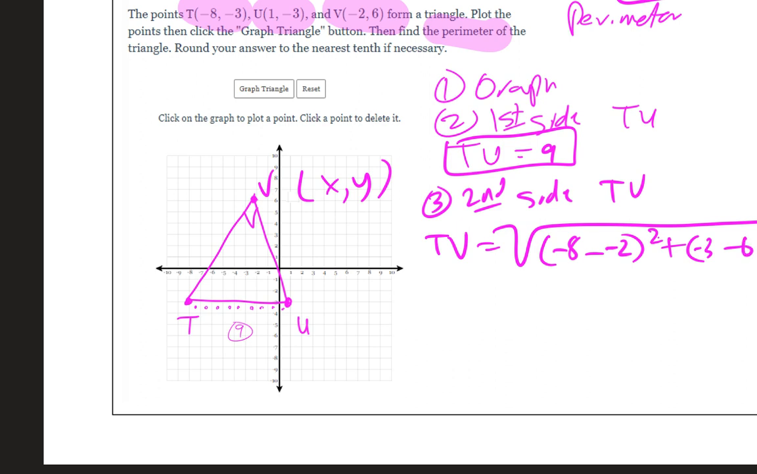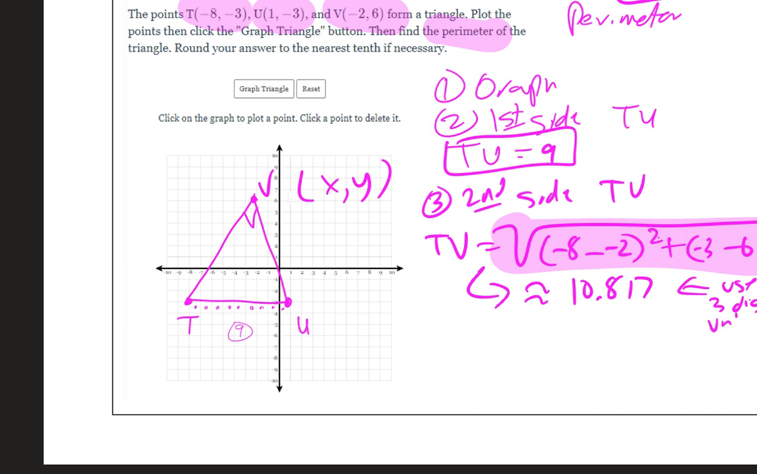Now that we have that, let's go ahead and type that into our calculator. That's the toughest part, just getting that information down. Once we type that into the calculator, that tells us that TV is approximately 10.817. Now let's use 3 digits until the end, so we don't have what's called a rounding error. So let's keep that first. TV is approximately that, and I'll show you why in just a moment.